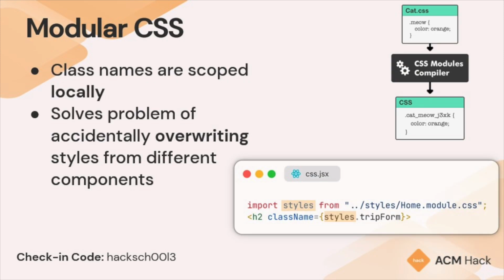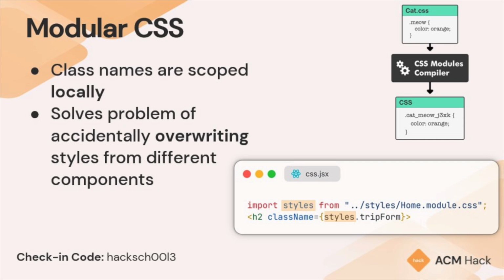Okay, so let's briefly talk about modular CSS. Basically, it allows us to have individual style sheets for each one of our components. Doing so allows us to have class names that are scoped locally, and it solves the problem of accidentally overwriting styles from different components. So basically, each component has its own style sheet.